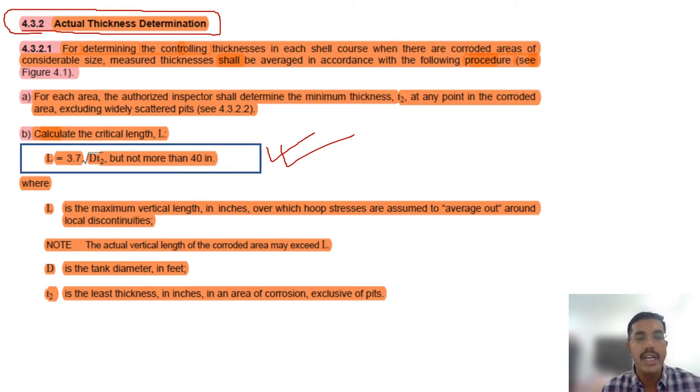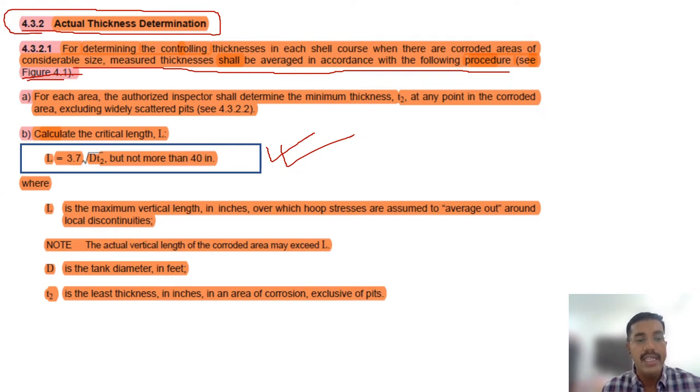For determining the controlling thickness in each shell course when there are corroded areas of considerable size, measured thickness shall be averaged in accordance with the following procedure. There is a procedure in Figure 4.1. Next slide, I will show you how to do that.